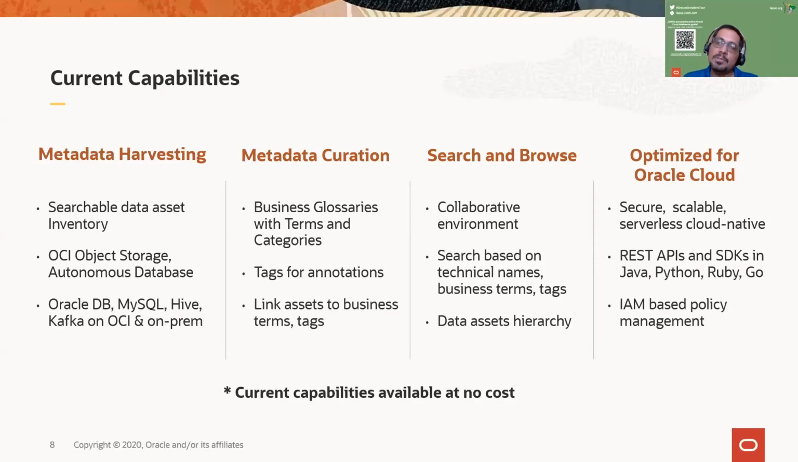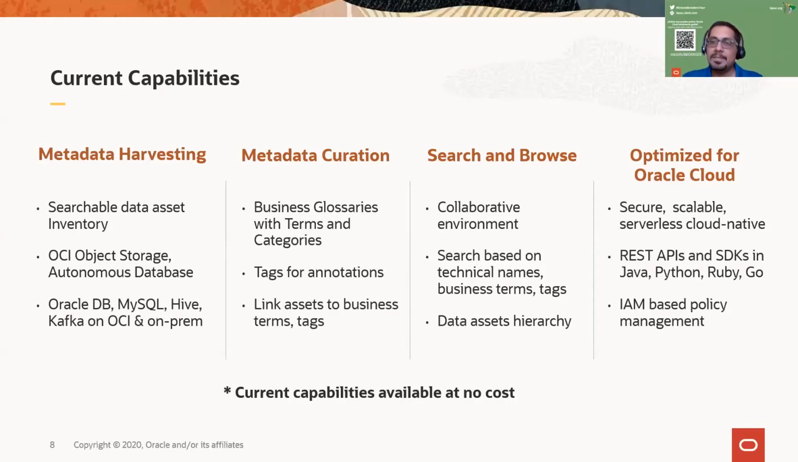But what we're also trying to say is that this catalog is an ecosystem catalog, so to speak. It is optimized for Oracle Cloud. It actually is built as a native OCI service. So it inherits all the security and scalability and performance characteristics of OCI, the SLAs of OCI, right?